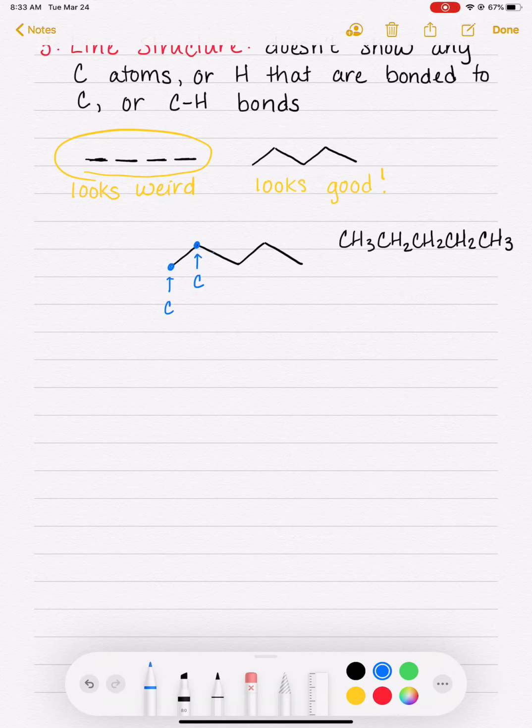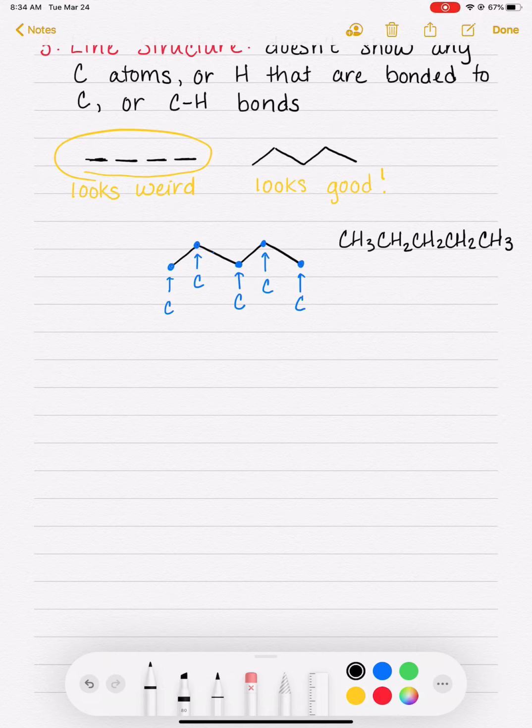And here's another line segment. There's a carbon atom at the beginning and the end of every line segment, so that means there's another carbon atom here. And this is another line segment, so there's another carbon atom right there. And then last but not least, there's another carbon atom right there. So it's kind of easy to find the carbon atoms in the line structure because they're just at the beginning and the ending of all of our lines.